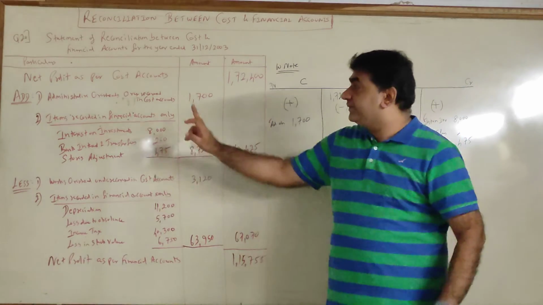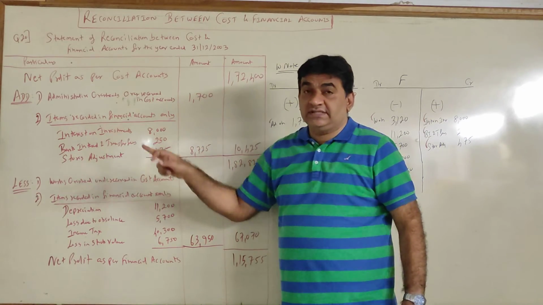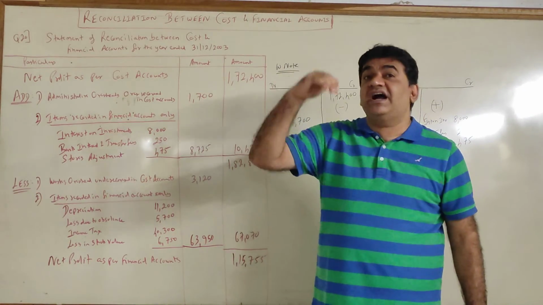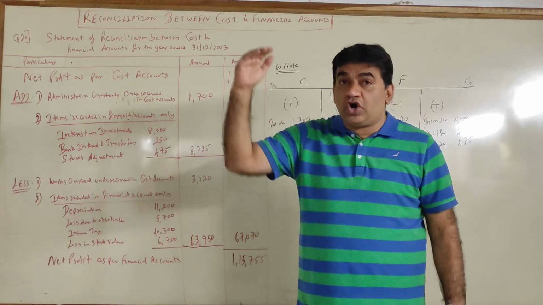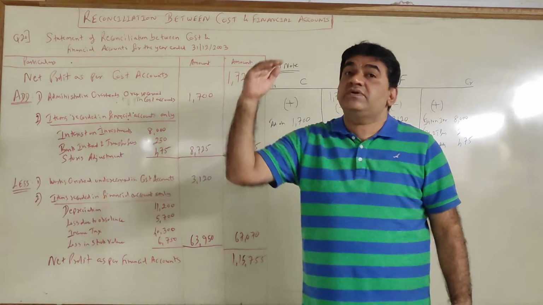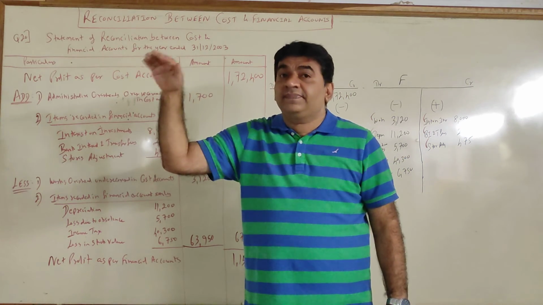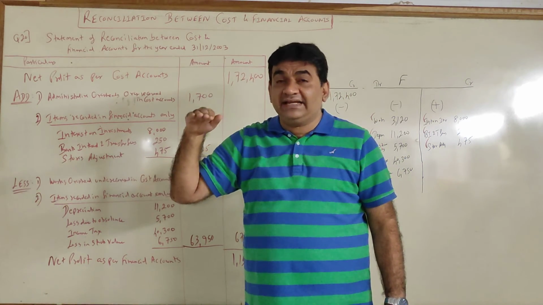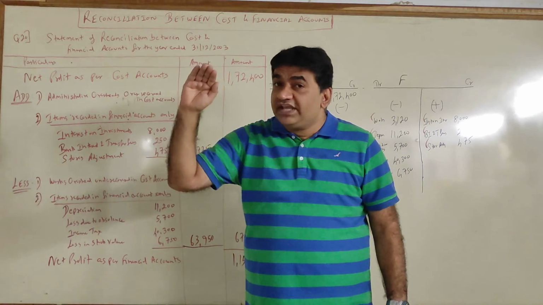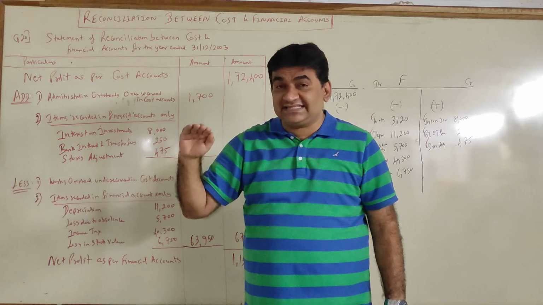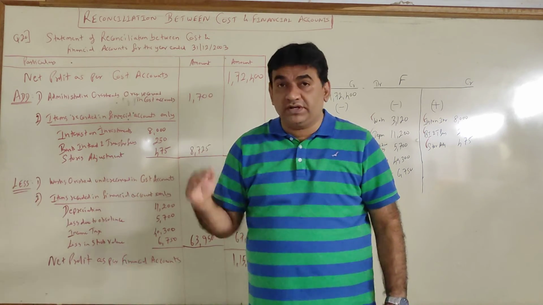See, again I repeat. Admin overheads over recovered in cost. That means charged high in cost. Now my expense in cost is recorded higher. So what will happen? As compared to that, my costing profit will be less. So if my costing profit is less, that means what? My finance profit is more.